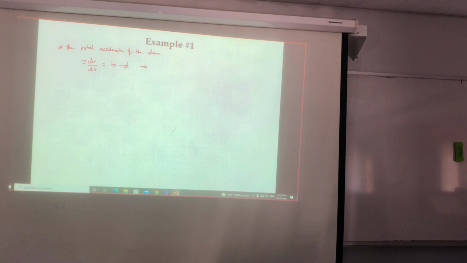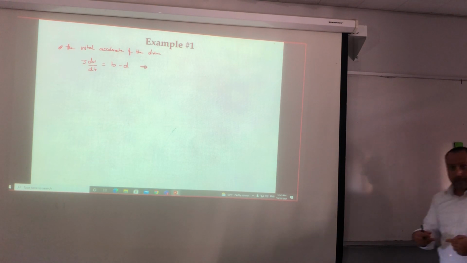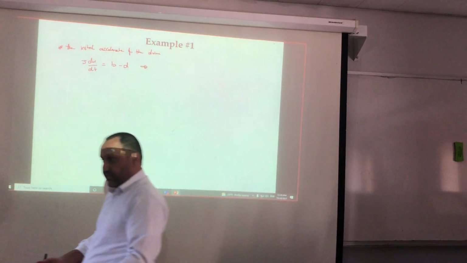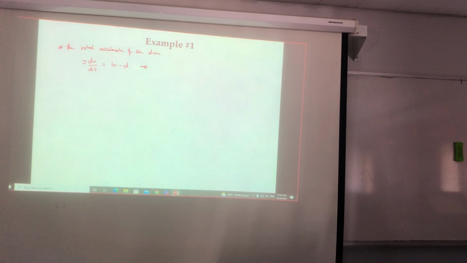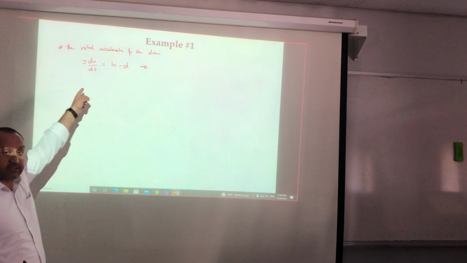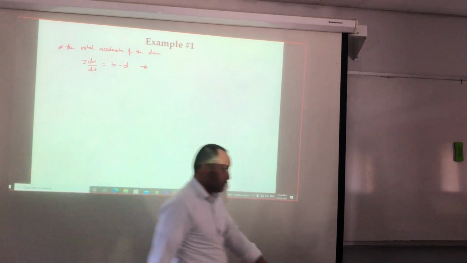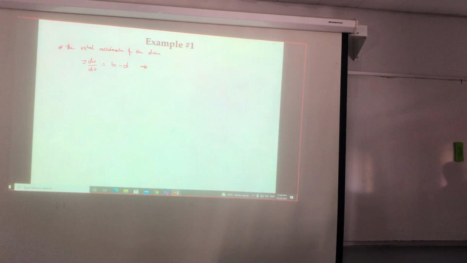So the acceleration is what? The acceleration is the first derivative of the speed and the second derivative of the position. So I'm seeking d omega by dt, the initial acceleration of the drive. So simply here I will say that d omega by dt is equal to B minus D over J.